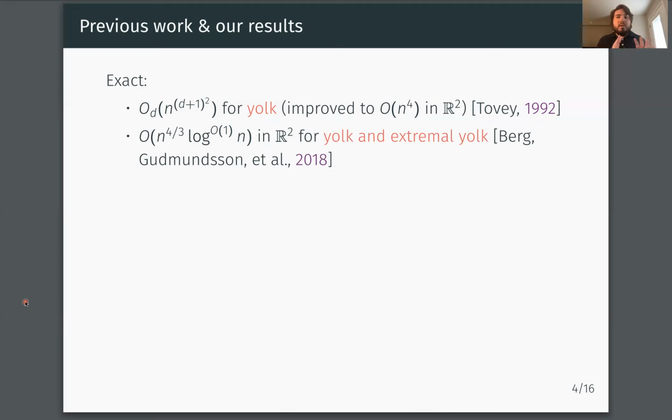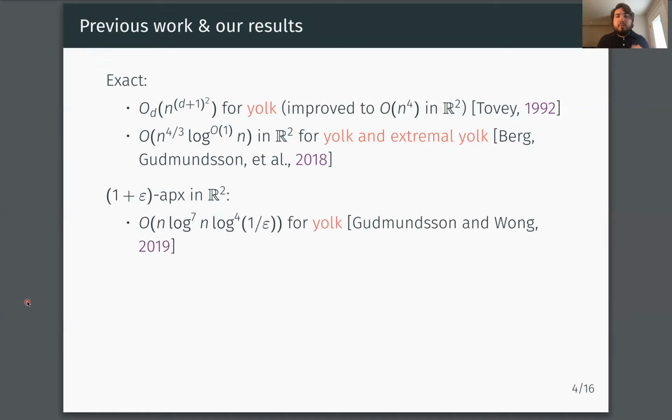These are the only exact results that I'm aware of, and so the attention shifted to computing the approximate version of this problem. Namely, you would like to compute a ball which intersects all median lines or all extremal median lines, such that the radius of the ball is at most a 1 plus epsilon factor larger than the radius of the yolk or extremal yolk. So in terms of 1 plus epsilon approximations in the plane, it was shown last year by Gudmundsson and Wong that you can get an n log n to the 7 log 1 over epsilon to the 4 time algorithm for the yolk.